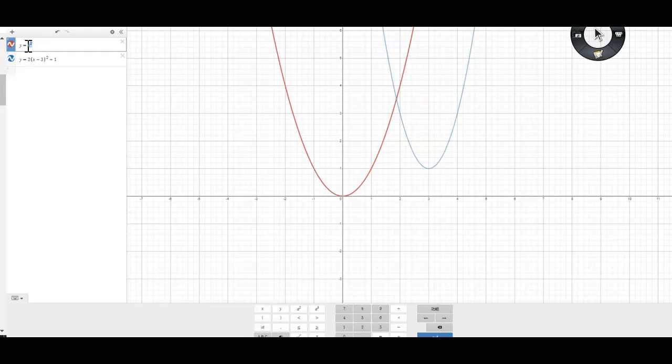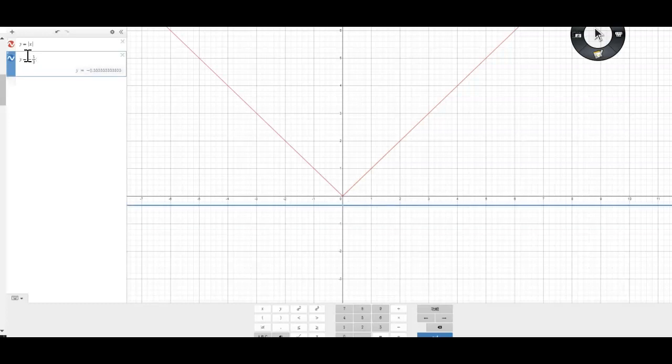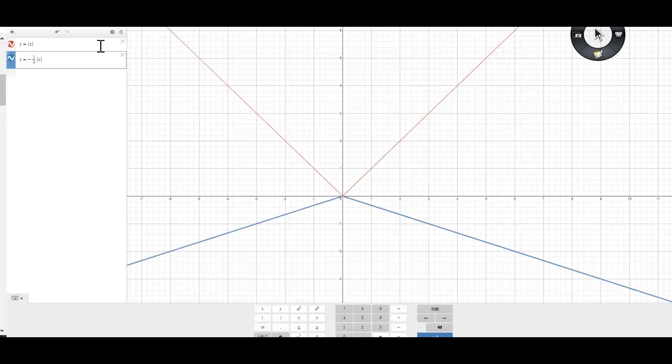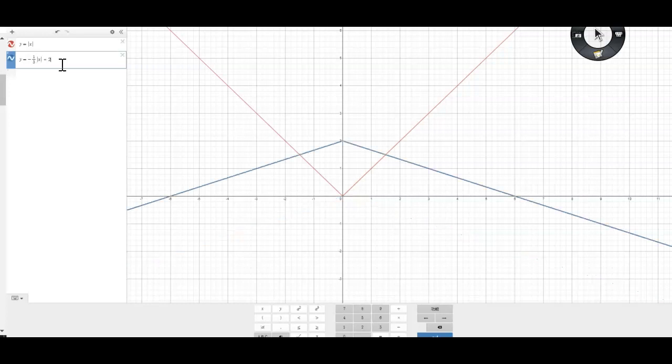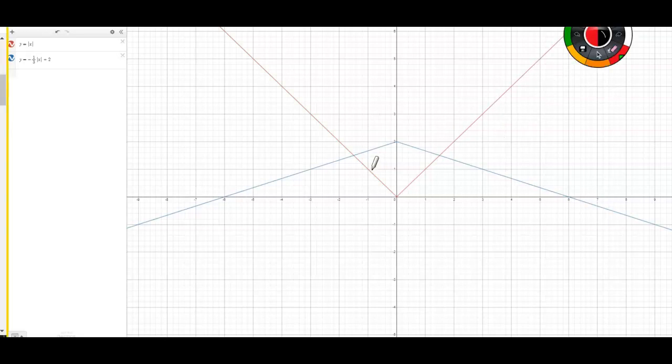So this time our parent equation becomes y equals absolute value of x. And our baby equation becomes y equals negative 1/3 absolute value of x, plus 2. And now you see what? You see this is your parent equation, right in the middle, 0, 0. Okay?